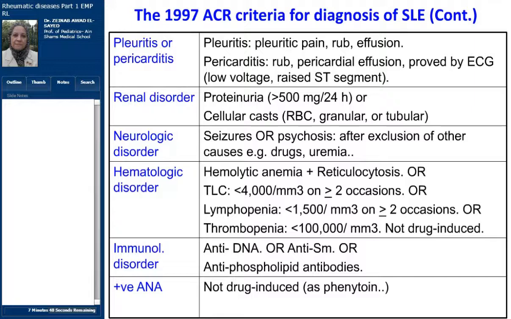The immunologic disorder is anti-double-stranded DNA, anti-Smith antibody, or anti-phospholipid antibodies. The anti-phospholipid antibodies are either the anticardiolipin, IgG or IgM, or the lupus anticoagulant. Positive anti-nuclear antibody is considered 1 criterion, and it alone takes 1 point because it is very important. Any claim that there is a patient with lupus who has a negative anti-nuclear antibody should be revised. But we have to exclude that this is the result of drugs such as phenytoin, because there is drug-induced lupus caused by anticonvulsants, anti-arrhythmic drugs, and antibiotics, namely the sulfa drugs.